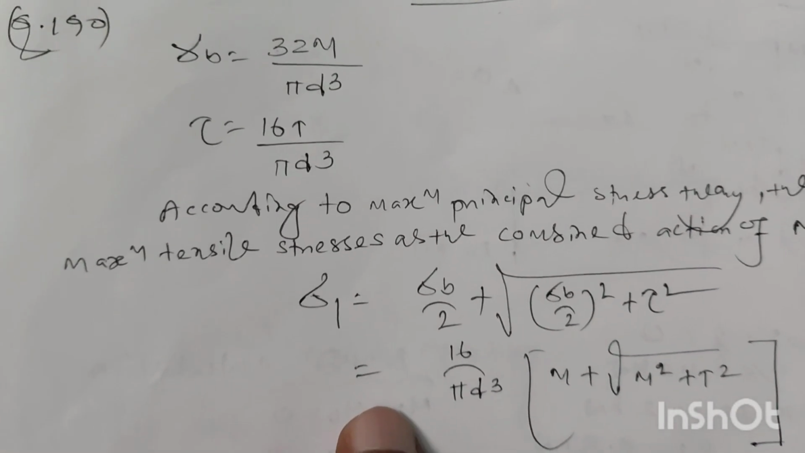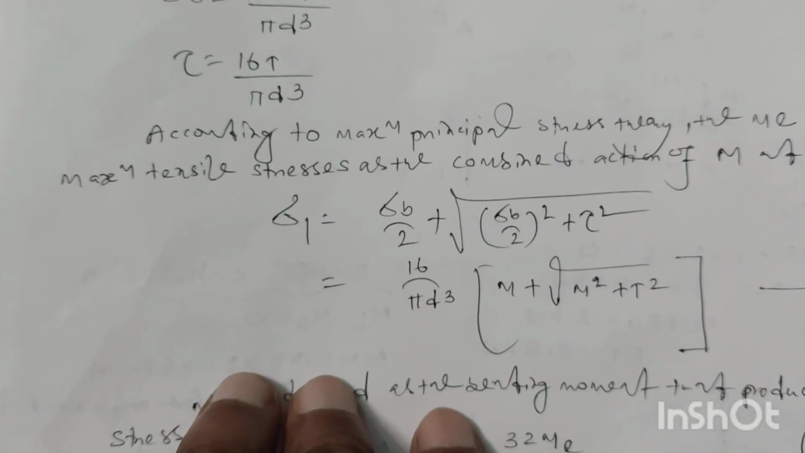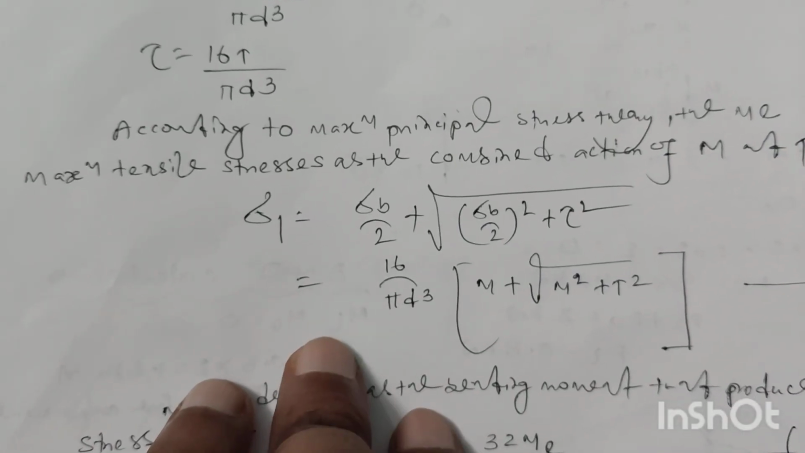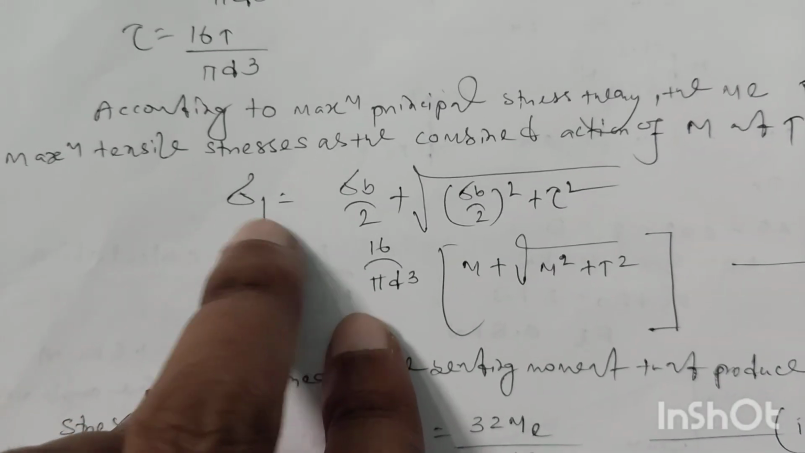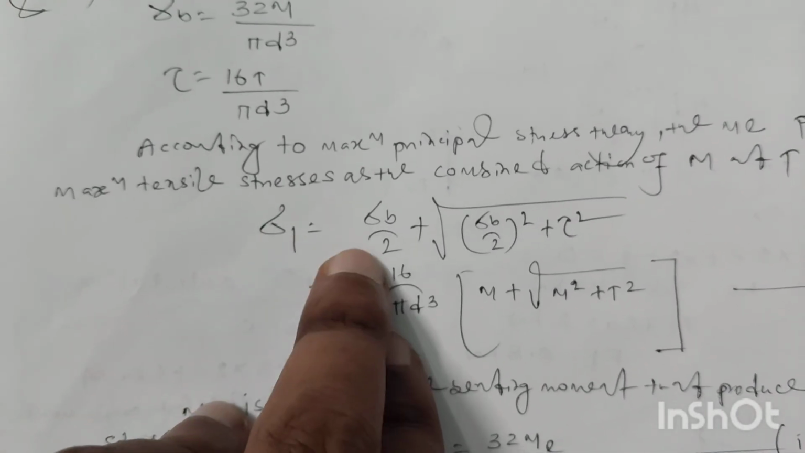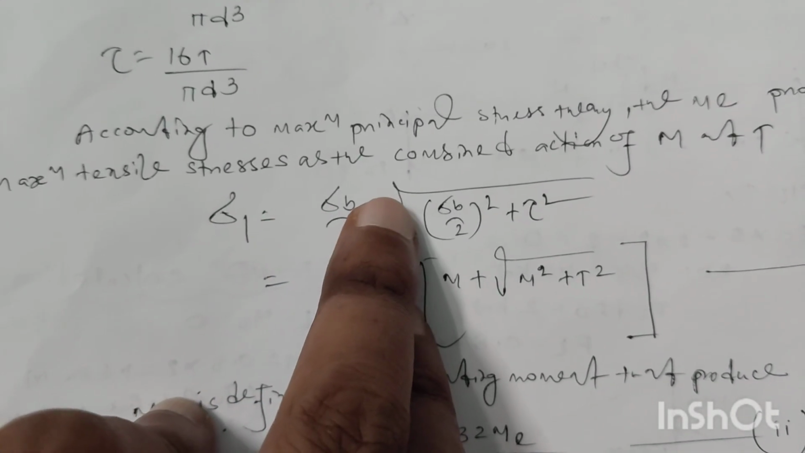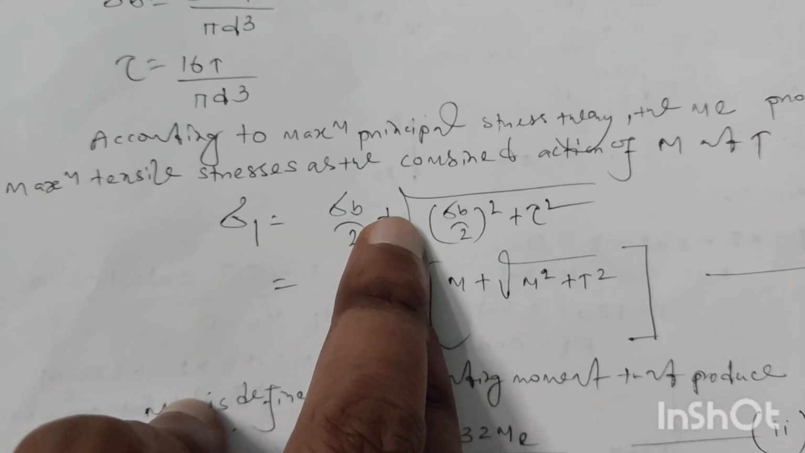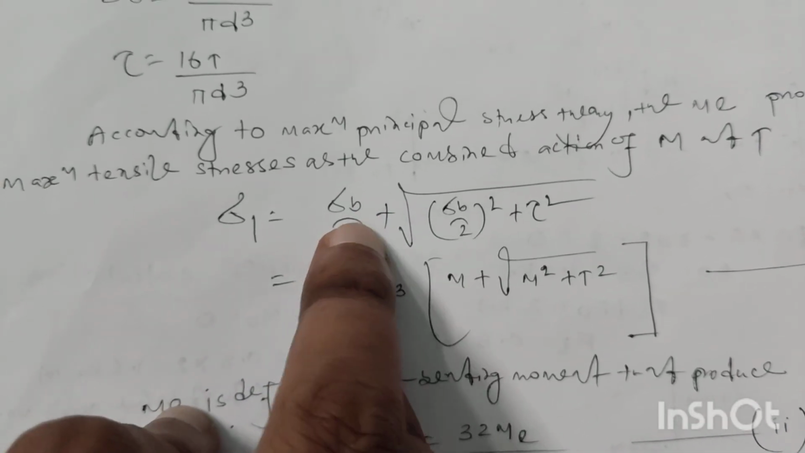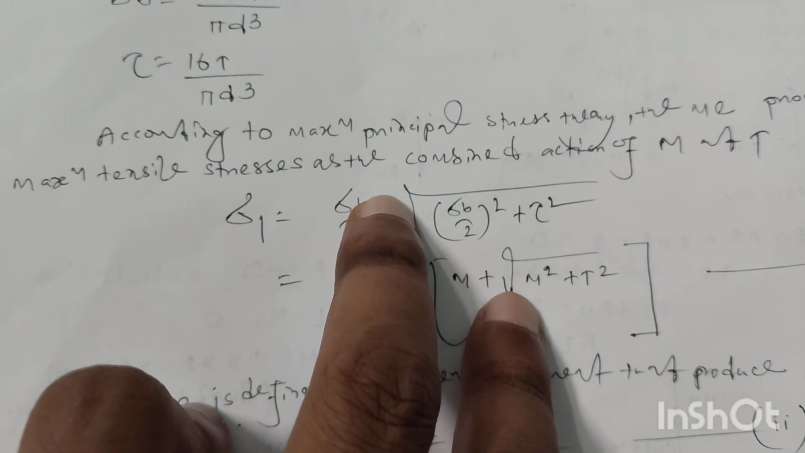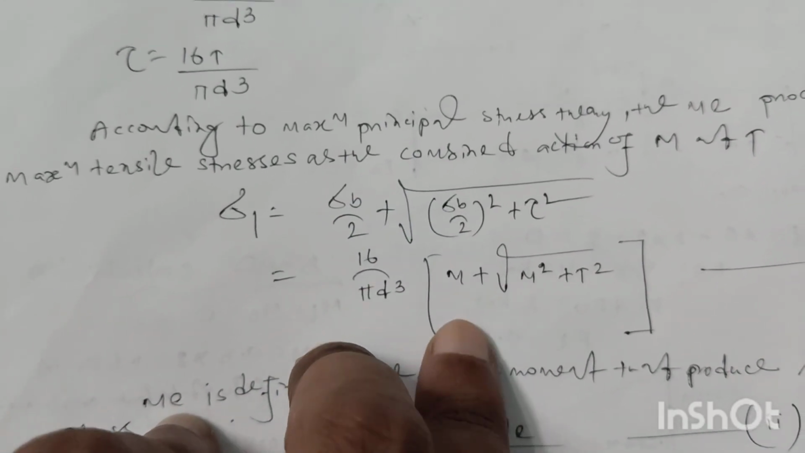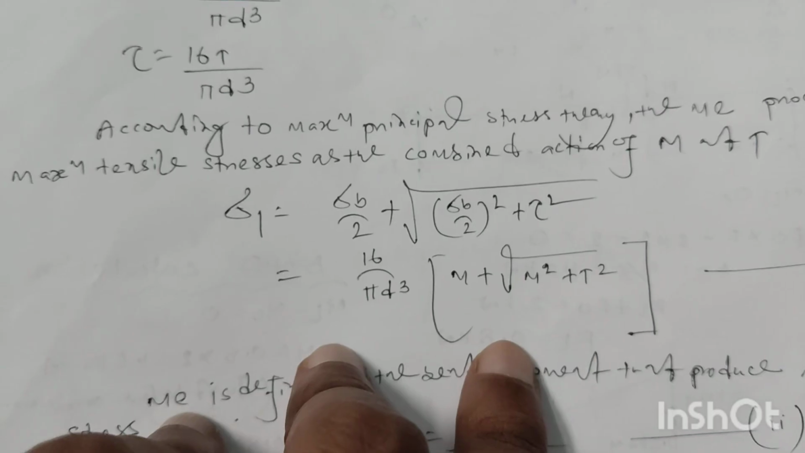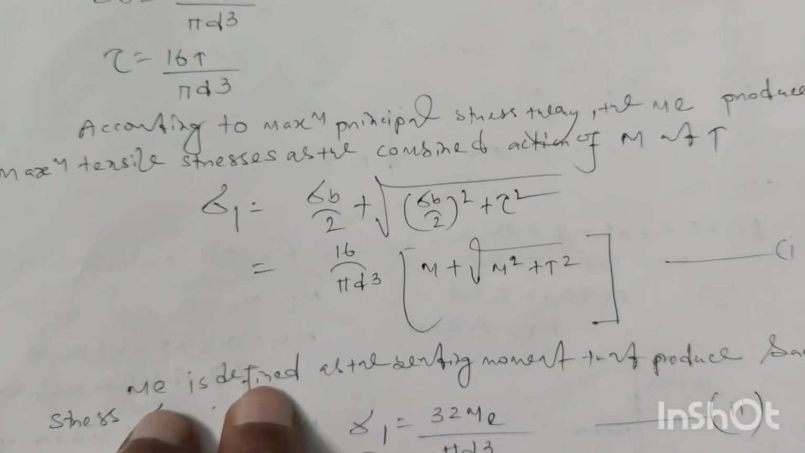According to the maximum principal stress theory, the bending moment produces the same maximum tensile stresses as the combined actions of bending moment and torque. So maximum principal stress sigma 1 will be equal to sigma B by 2 plus root over of (sigma B by 2) square plus tau square. If we put the value of sigma B and tau in this equation, sigma 1 will be equal to 16 divided by pi d cube into within bracket M plus root over of M square plus T square. This is equation number 1.